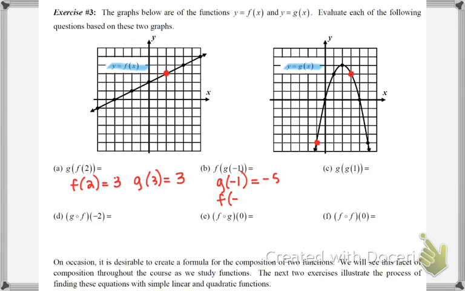Now we find f of negative 5. Let's go to my linear graph. When x is equal to negative 5, what is y equal to? So we'll go to negative 5. So it's about there.